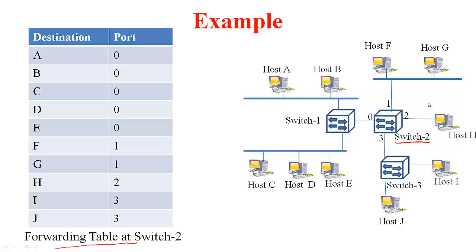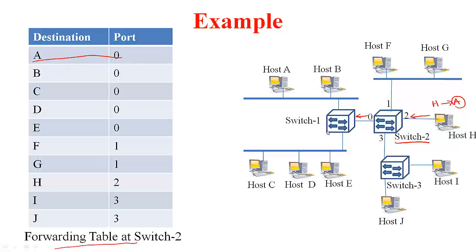Now suppose host H were to send a packet to host A. This packet will come on port 2 for switch 2. Now it is going to look at the destination address, which is A. Then it will refer to this forwarding table. It says in order to reach A, use port 0. So it will take that packet and forward it on port 0.